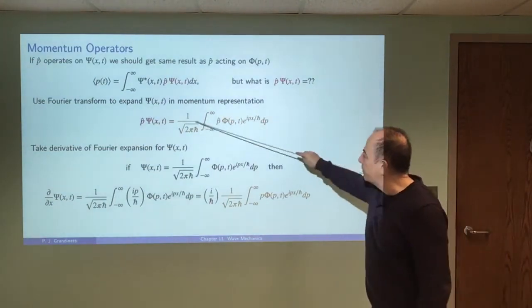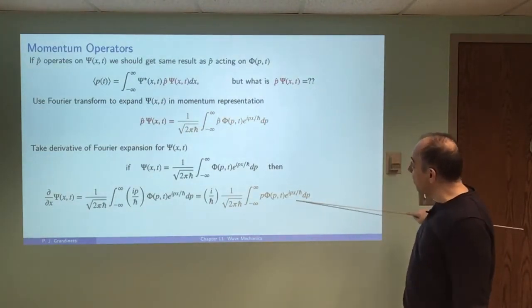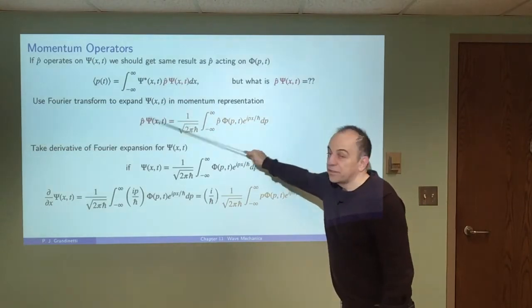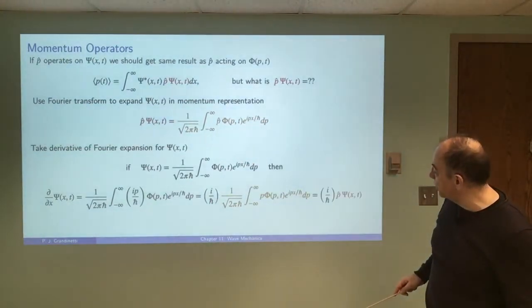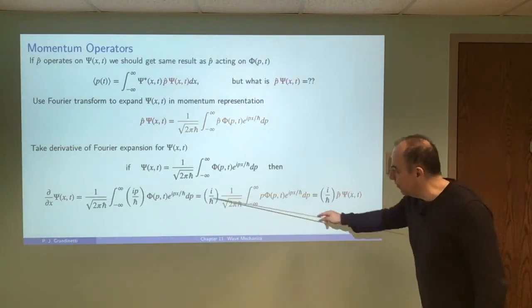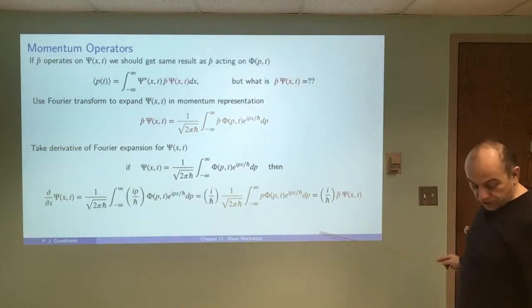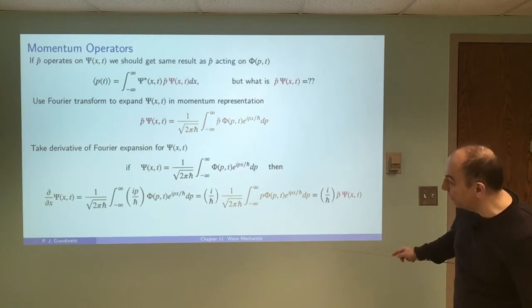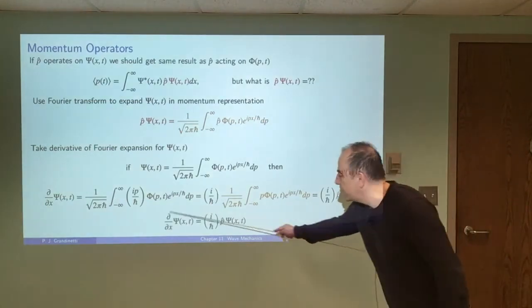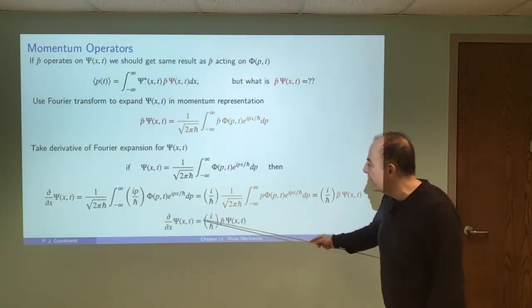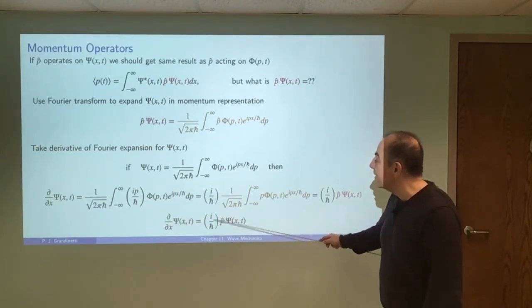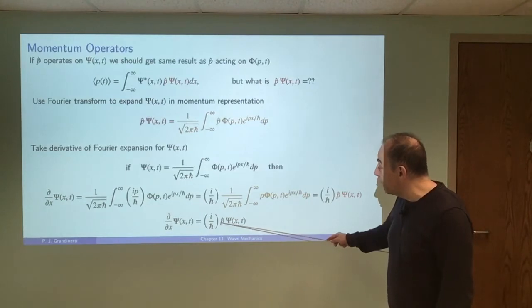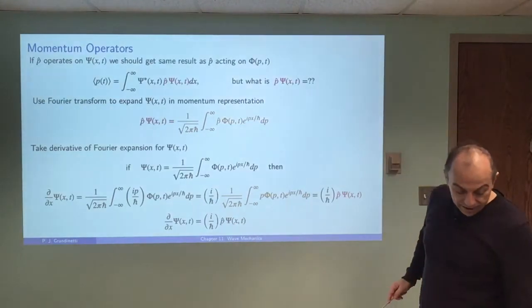So this term is the same as this term, which is equal to the p operator operating on the wave function in the position basis with the additional factor of i over h bar. So just bring all this down, left and far right. I have this relationship between the derivative of the wave function with respect to position and i over h bar times the momentum operator operating on the wave function in the position basis.